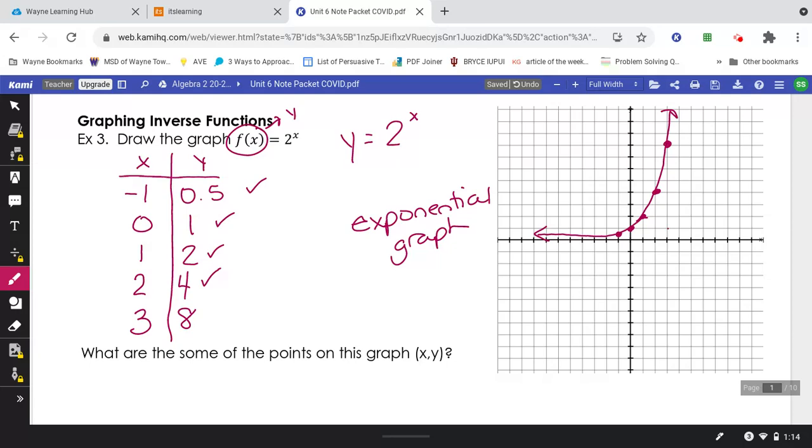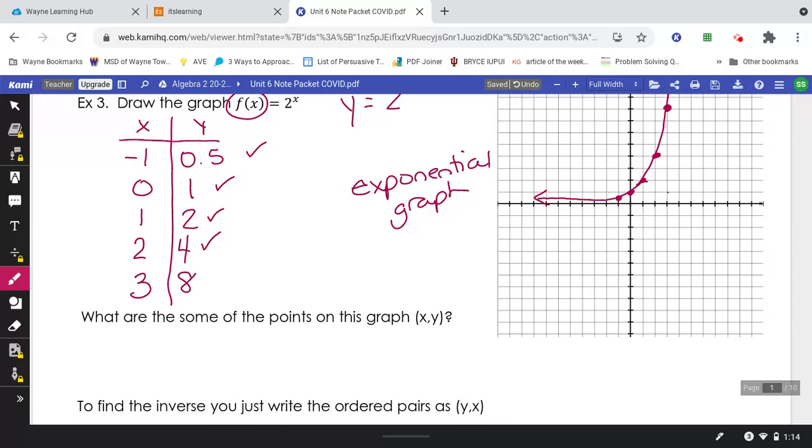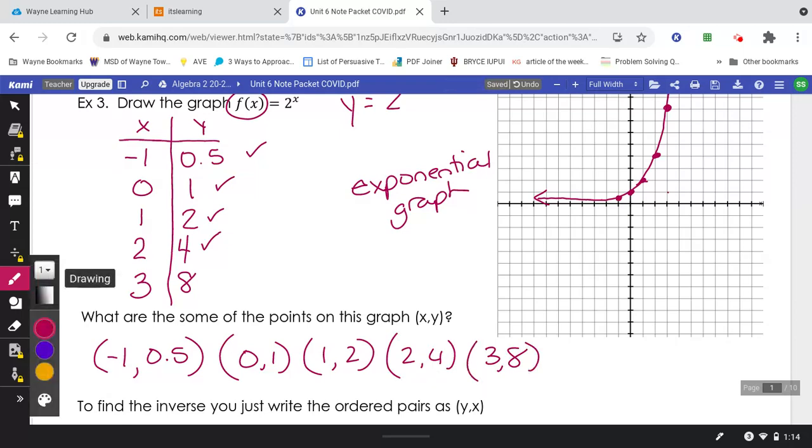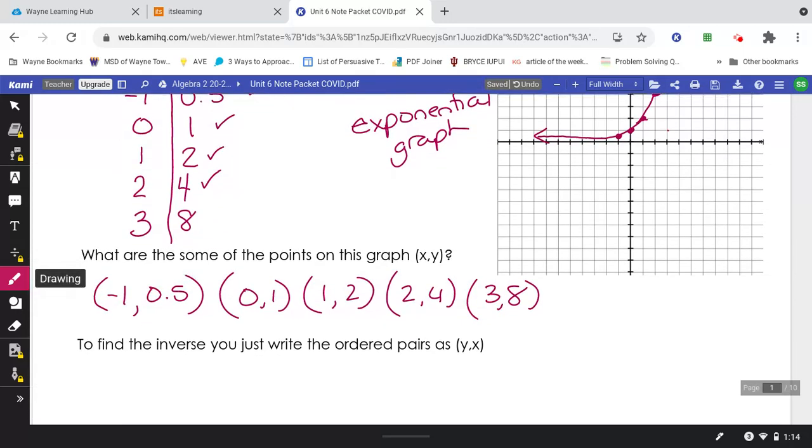All right, now let's answer these questions. What are some of the points on the graph, the x, y? So I'm just going to write a couple of these down. I've got -1, 0.5. I've got 0, 1, 1, 2, 2, 4. May as well write them all down, and 3, 8. So then in order to find the inverse, you would just write the ordered pairs as y, x's.